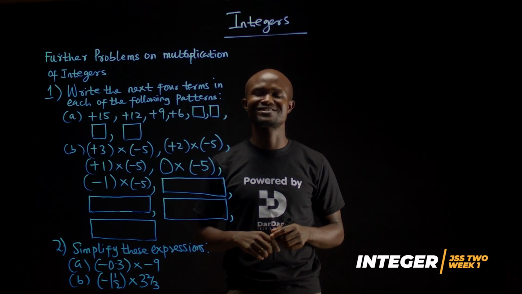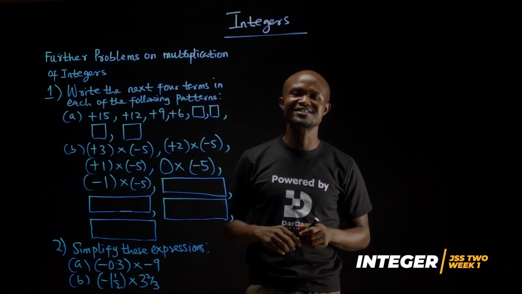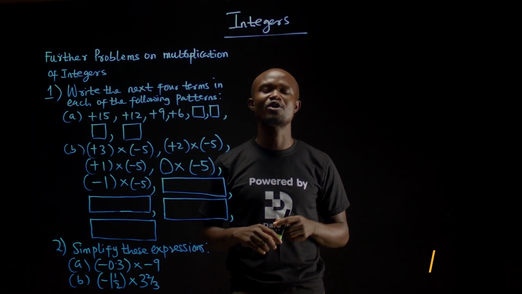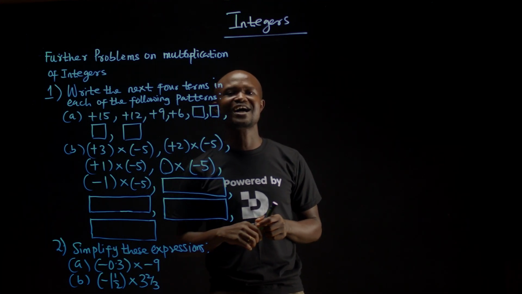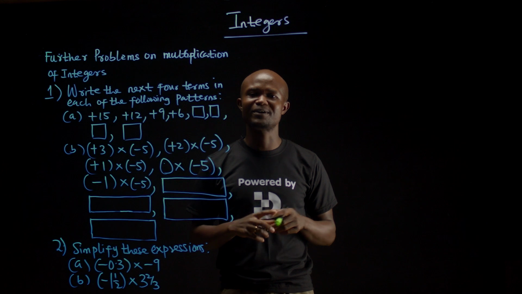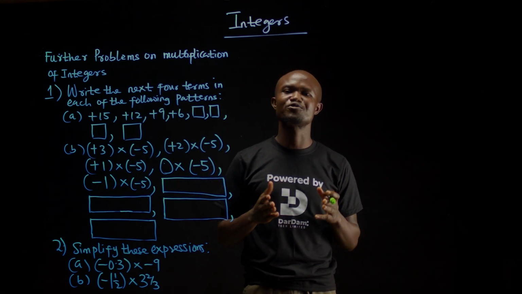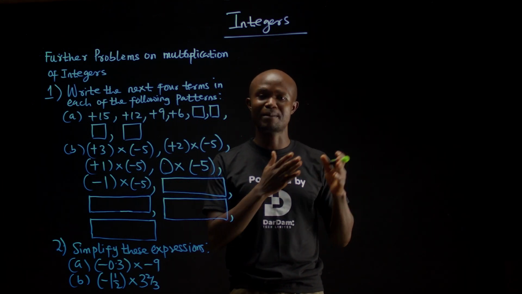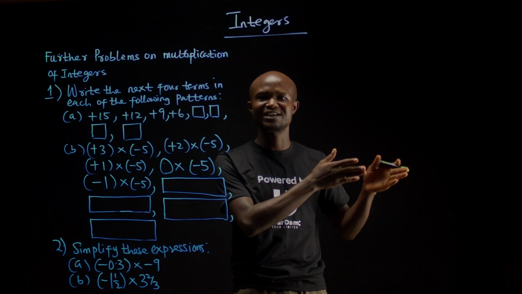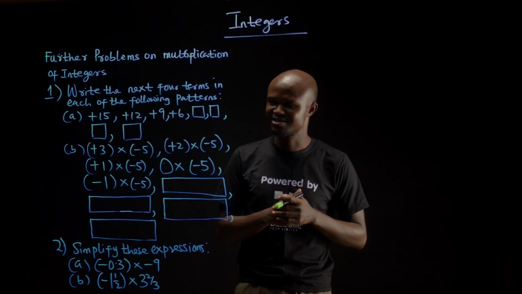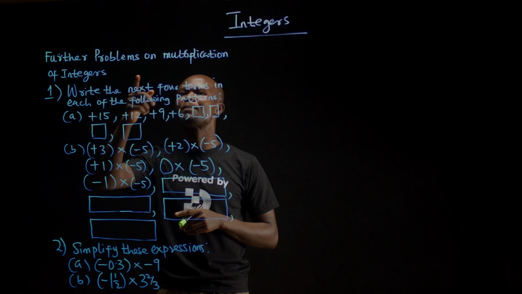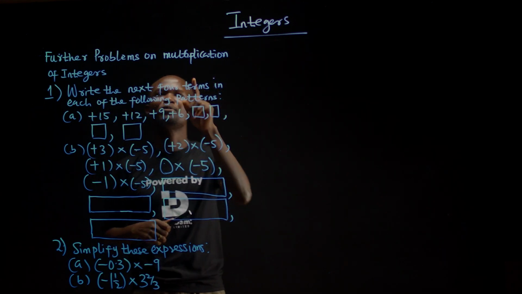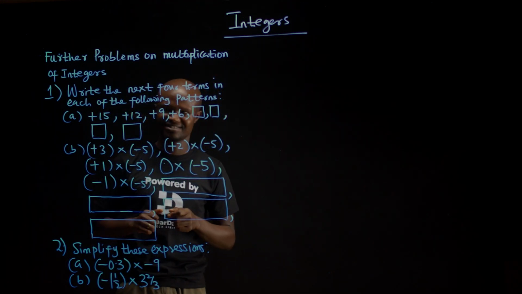In one of our previous lessons, we considered multiplication of integers. We also considered the rules of multiplying two integers together, and we solved examples on how to apply the rules of multiplying two or more integers. In today's lesson, we are going to be considering further problems on multiplication of integers.